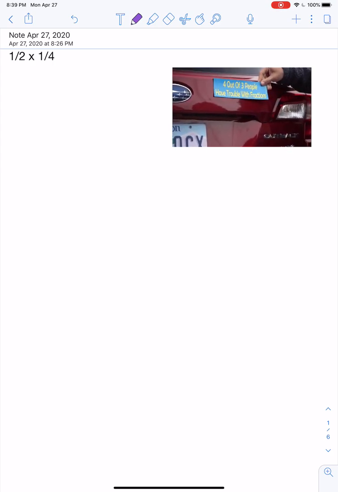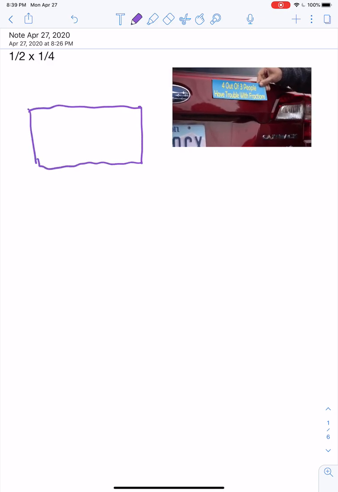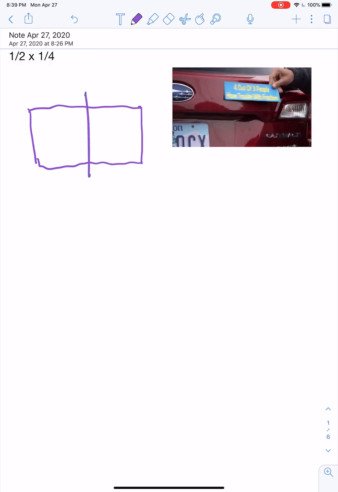So 1/2 times 1/4, a lot of people used a fraction bar and they used the area model, and they started off with thinking about what 1/2 is. So they would say, this is my whole, and I can think about just half of this.